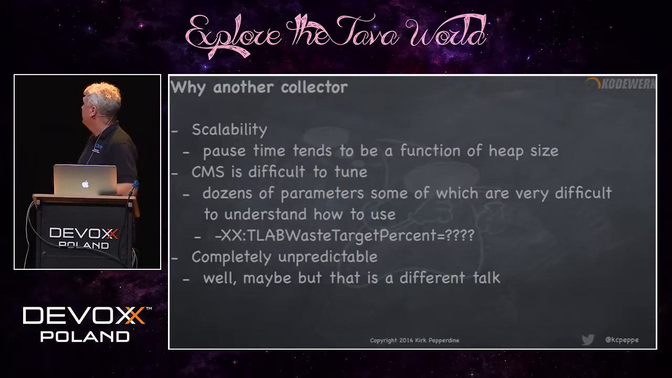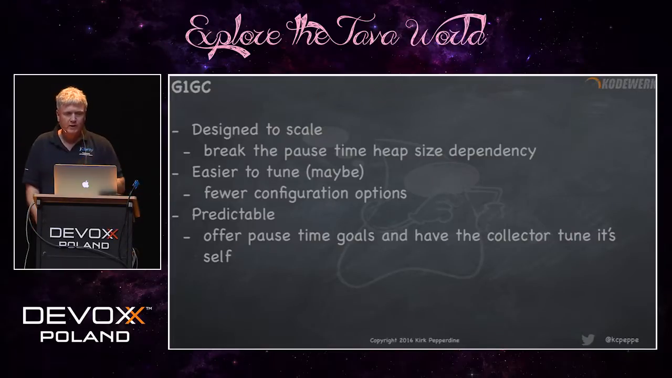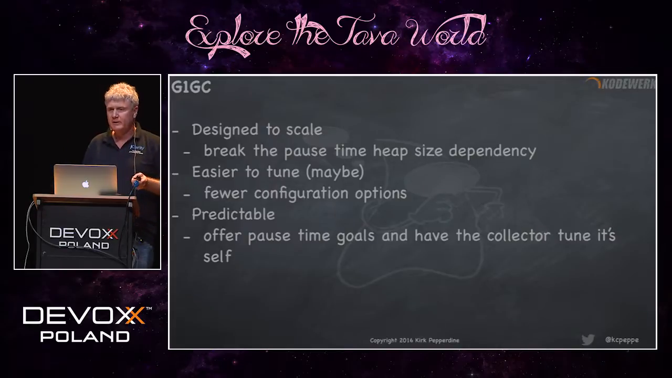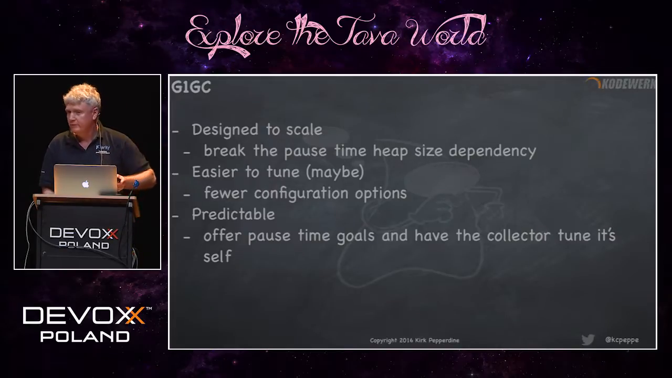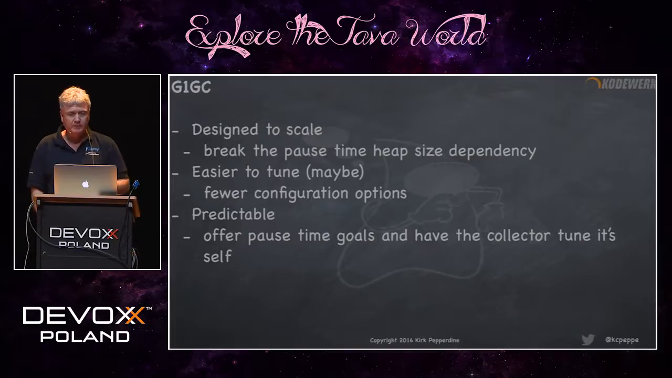So these are some of the problems we had. So we end up with this thing called G1. G1's designed to scale. So if you want to deploy a 1 terabyte heap, for whatever reason, you can go ahead and do it. I think there are already some people actually doing that for some reason. And you're not going to have a pause time that's linear to the size of the heap. It's linear to other things, but not the size of the heap.